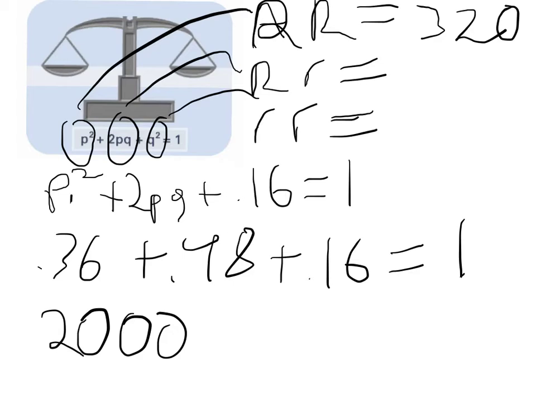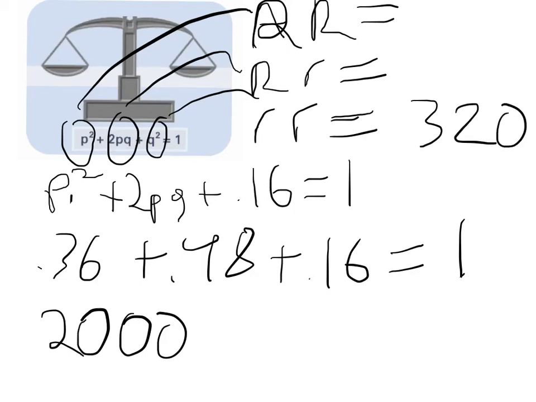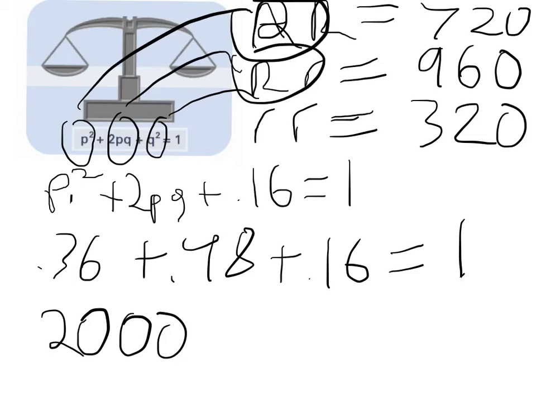Sorry, wrong part, my bad. 0.16 times 2,000 is going to be 320. 0.48 times 2,000 is 960, and 0.36 times 2,000 is 720. So here we've got the number of people in the population that have these specific genotypes.